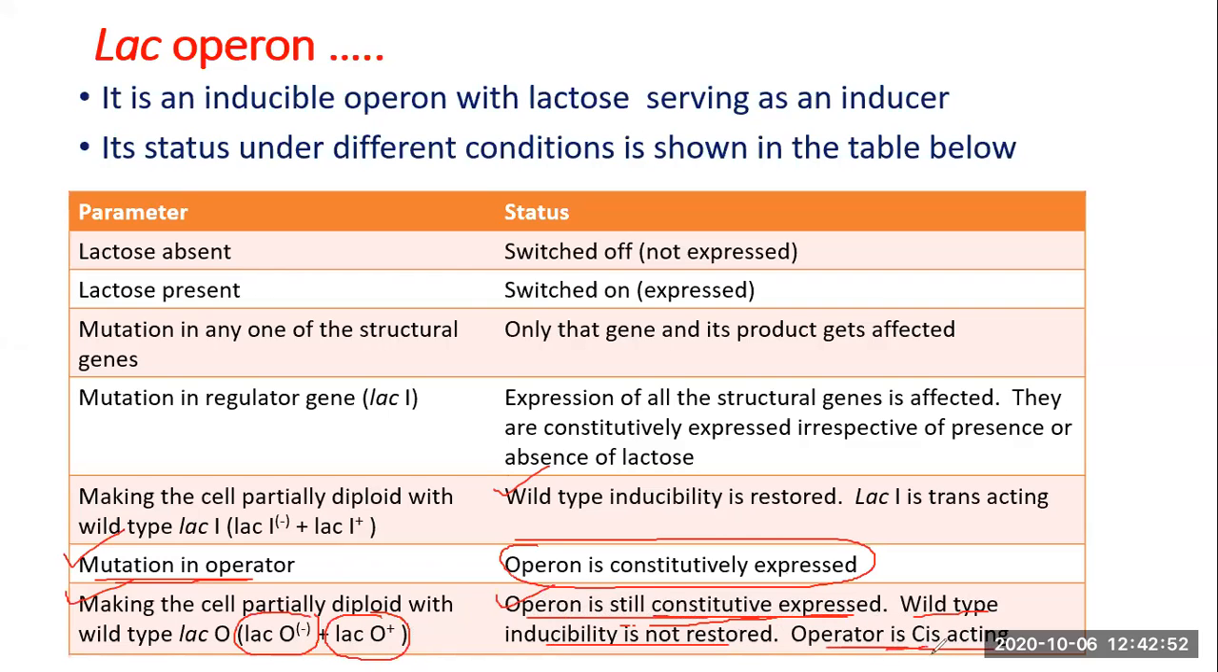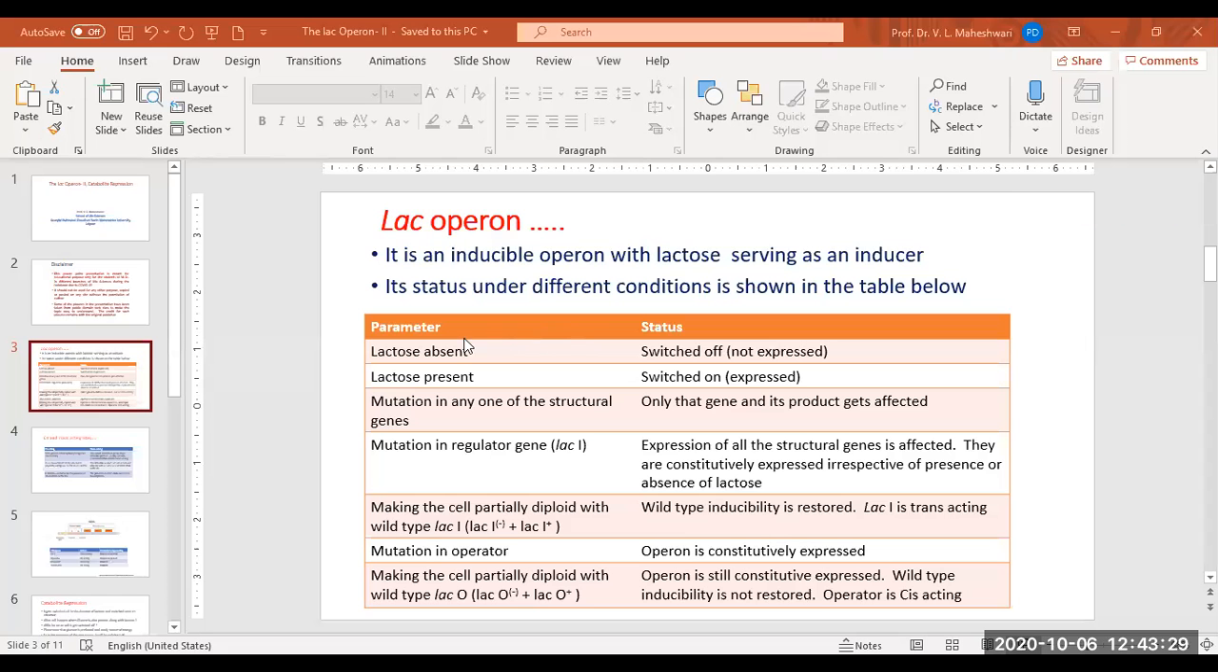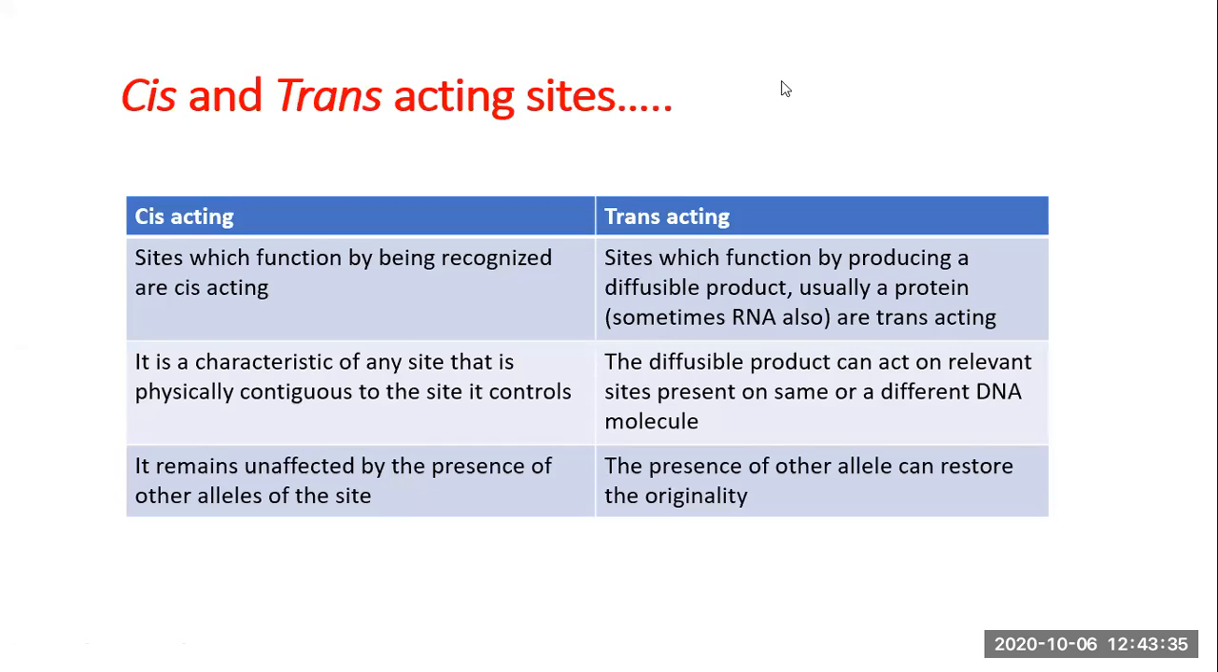The operator is cis-acting. So I told you yesterday what is meant by cis-acting and what is meant by trans-acting. Let us understand that concept once again. So cis-acting sites are what type of sites and what are their characteristics? Let us try and understand. I'm sorry, there is something wrong with the connectivity over here. So cis-acting sites, what are their characteristics?